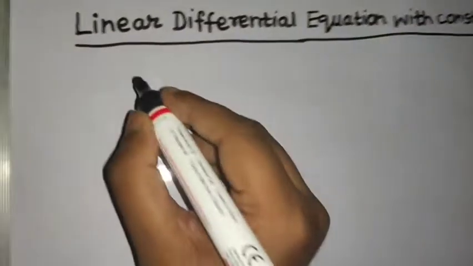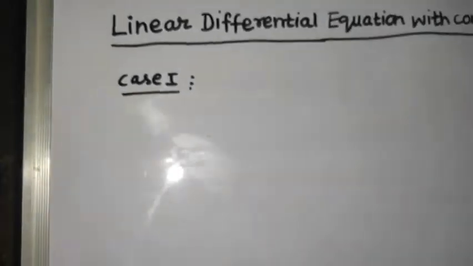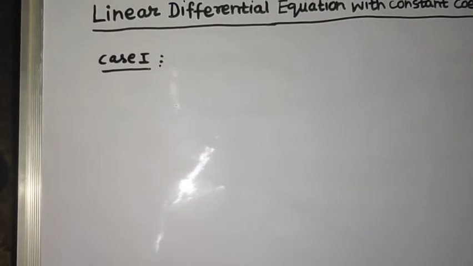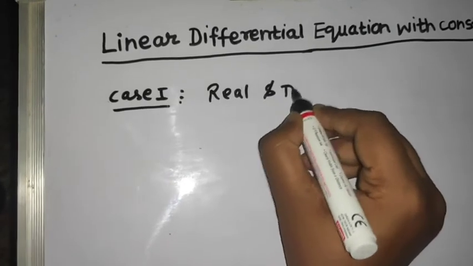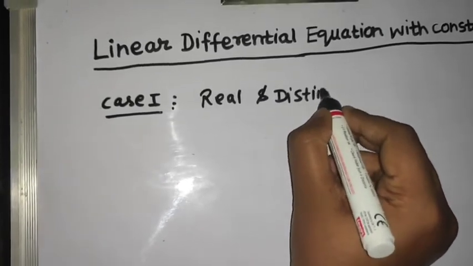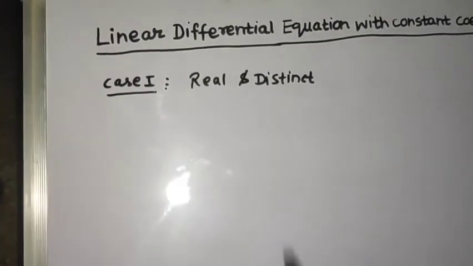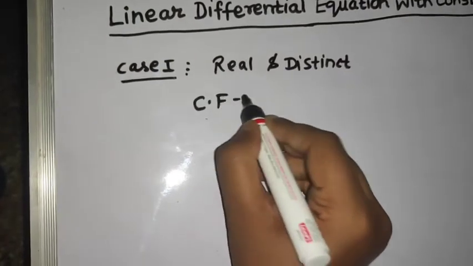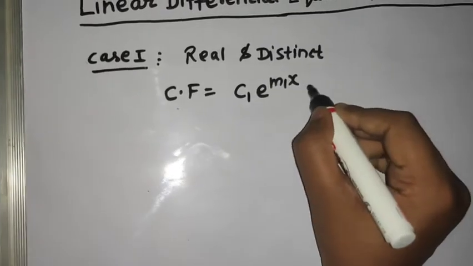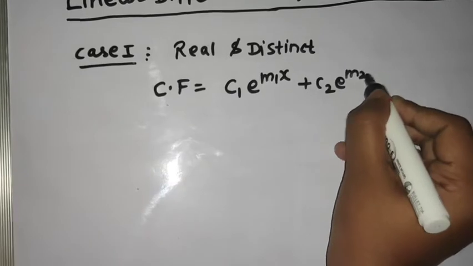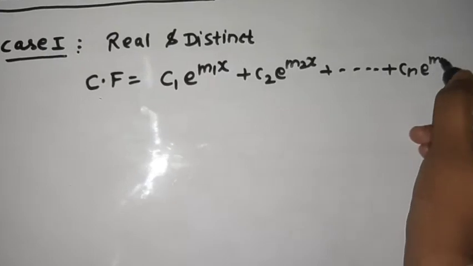So we have case 1. This is if all the roots are real and distinct. So I'm just writing real and distinct. And when I talk about roots, they are the values of m. So in that case, the complementary function will be equal to c1 e^(m1 x) + c2 e^(m2 x) + and so on, plus cn e^(mn x).